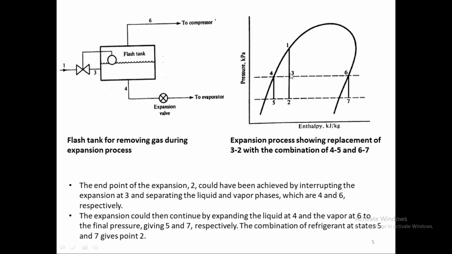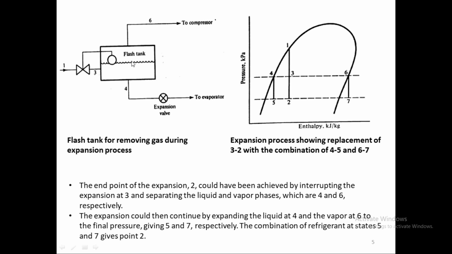So vapor will be sent either to a compressor here, or it can be sent to a tank. It can be collected into a tank. So this is that flash tank. So vapor from 1 to 3, it is coming here. The refrigerant will come in at point 3. At point 3 we install this flash tank.